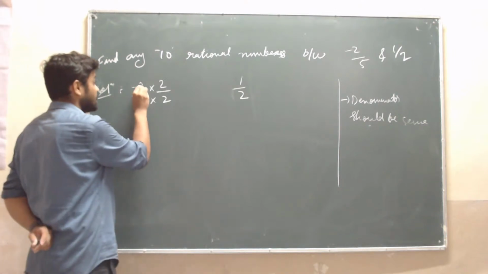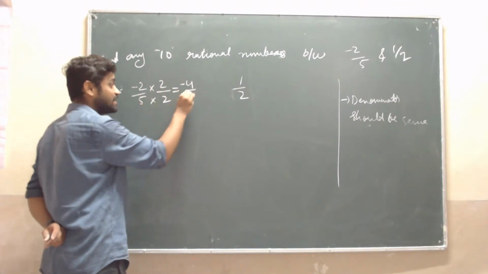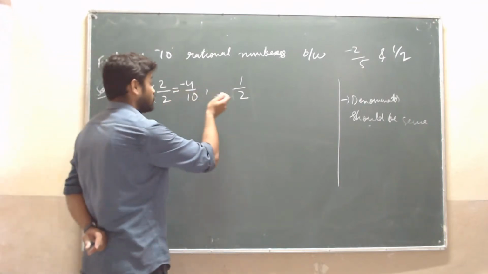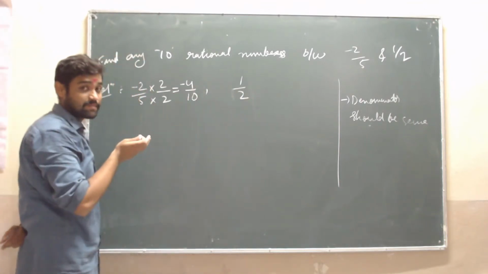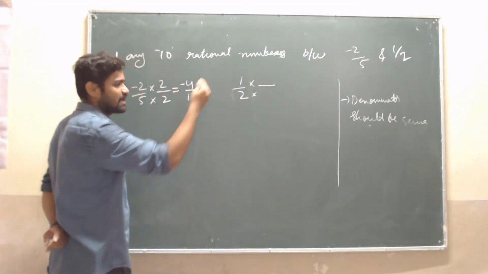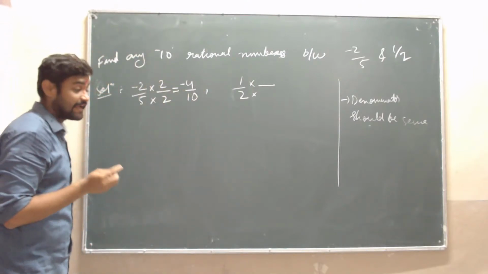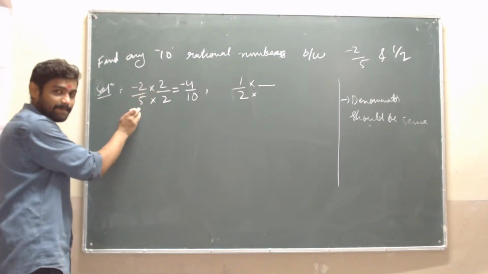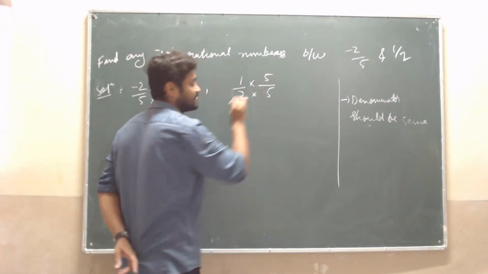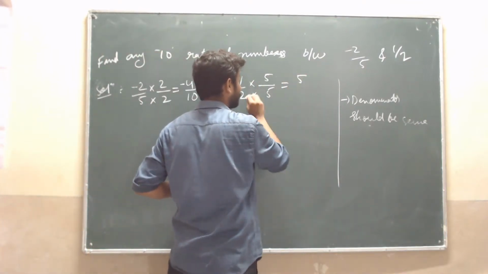Okay, see, 2 2s are 4, minus 4. And 5 2s are 10. Then 1 by 2. See here, we have to do the same multiplication. How, sir? Multiply both the denominator as well as the numerator by 5. Why, sir? The opposite number is minus 2 by 5 and we have the denominator 5. Very good. 5 by 10, 5 ones are 5 and 5 twos are 10.